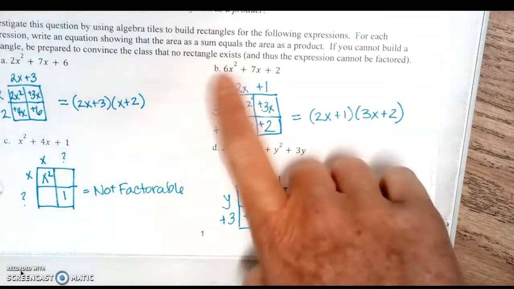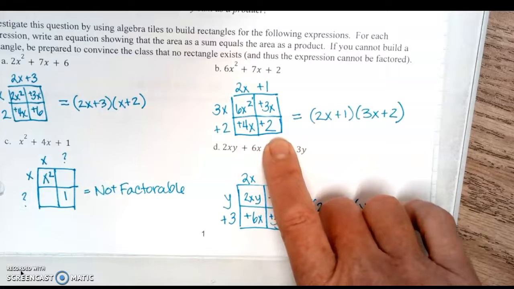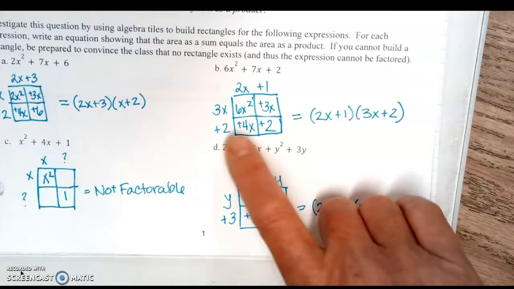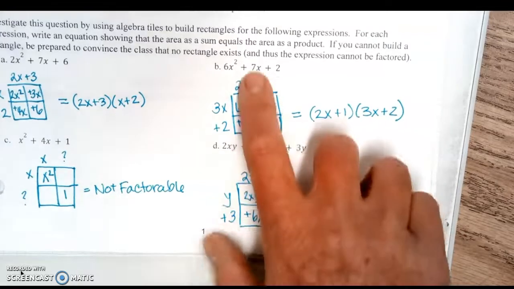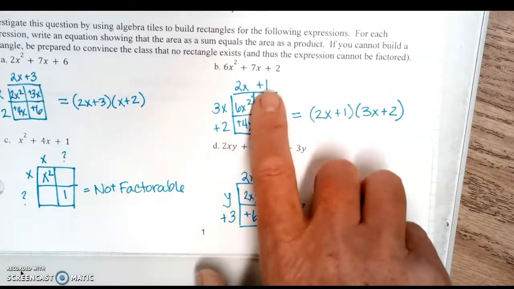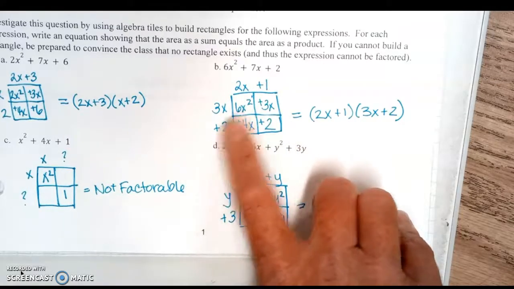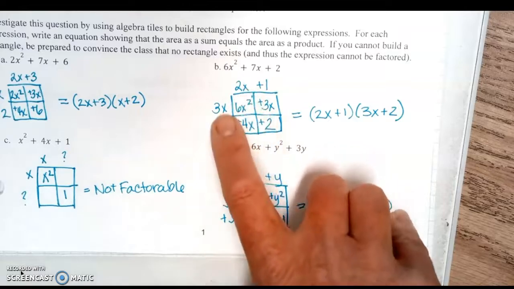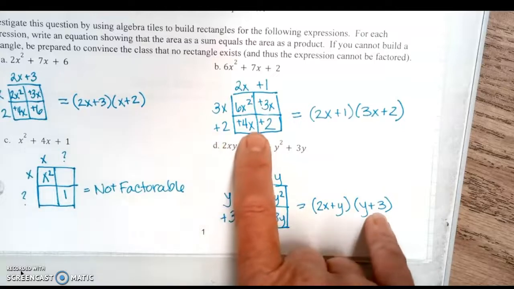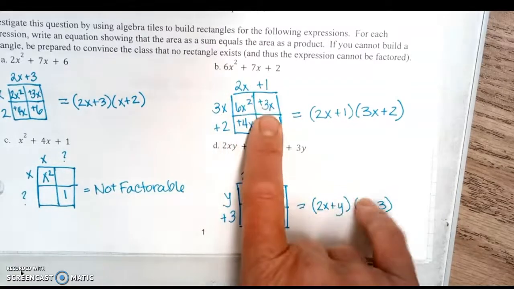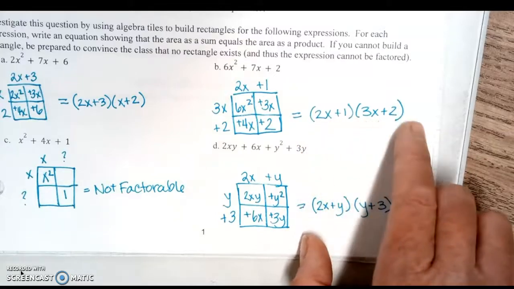So I wrote the first term of 6x squared in the upper left box, and I wrote the term of 2 in the bottom right-hand box, and then I need to figure out what goes here and here to get a product of 7x. But I know the factors of 2 are just 1 and 2. Okay? The factors of 6x squared are 2x and 3x. So I know that 2x times 2 is 4x, and 3x times 1 is 3x. So our binomials are 2x plus 1 and 3x plus 2.